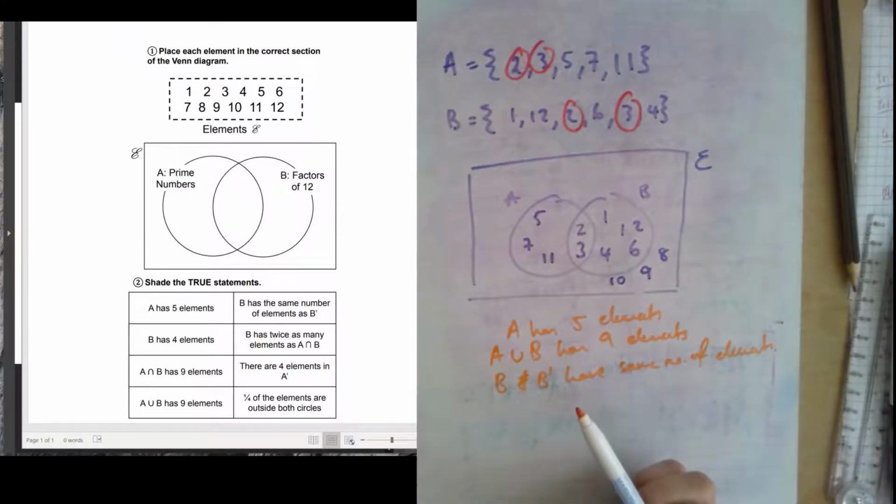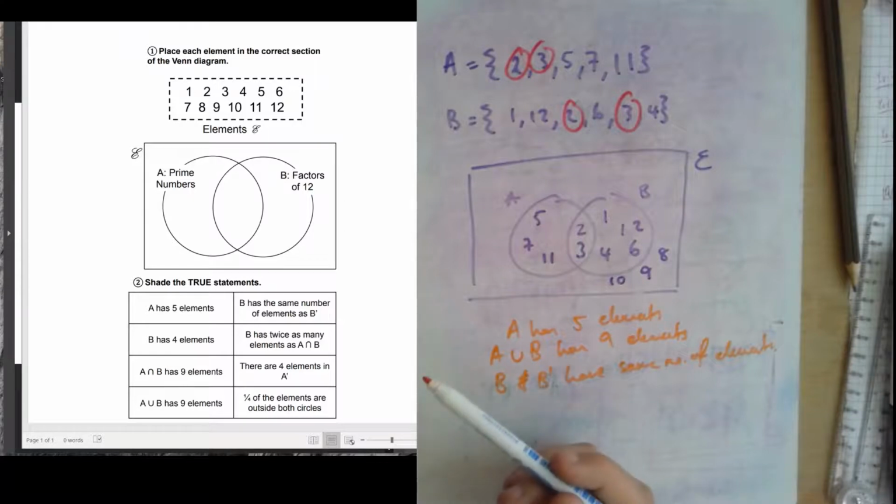There are 4 elements in not A. We already know that A is 5. So if your universal set has 12 numbers in it and A has 5 of them, not A is going to be every other number, okay? So every other number would be 7 numbers. Okay, so not A has 7 numbers, not 4.